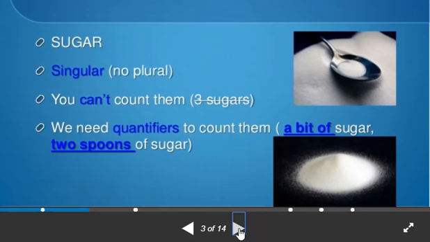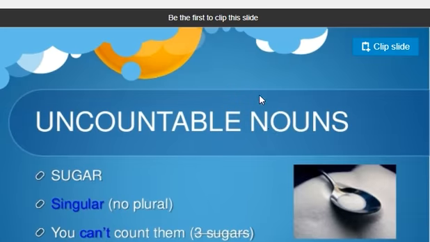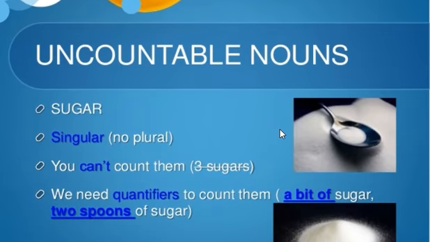Right now we go to the next slide. In this section we are going to study uncountable nouns. Uncountable nouns are nouns that we can't count. For example, sugar. Can we really count sugar? It's almost impossible. Or water. So, for uncountable nouns, we need to use specific quantifiers.